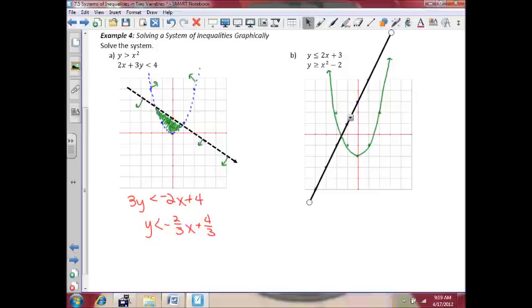Extend this a little bit. We can extend this parabola a little bit. So it says less than the line, so it'll be this way, but greater than the parabola. So actually we'll be shading in this region again. So there you have it. So there's solving the system of inequalities graphically. Not too bad. Just got to know where to shade.